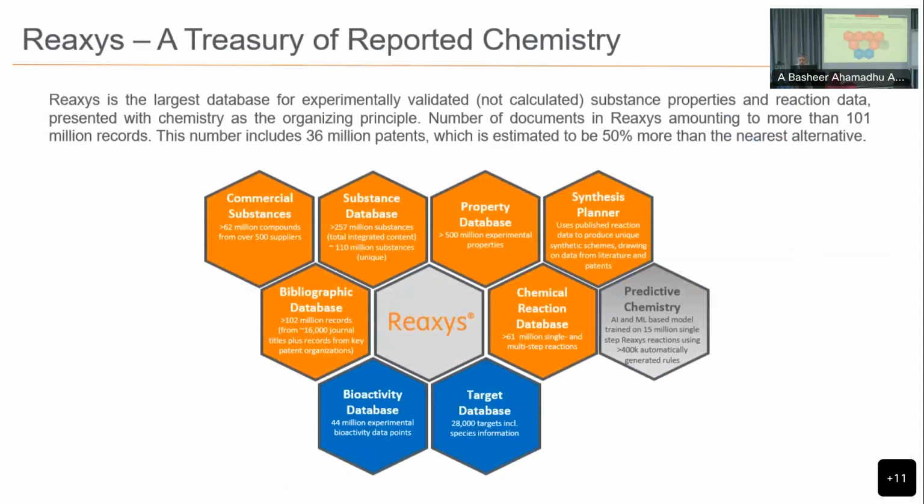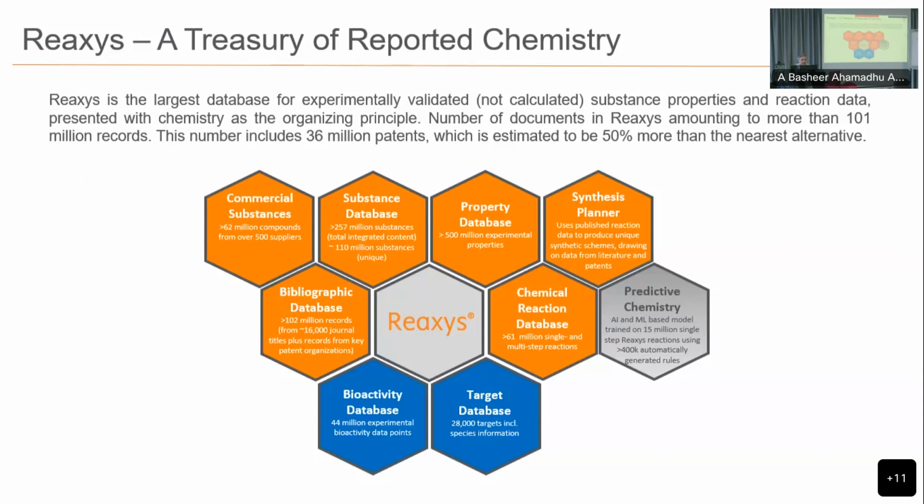Now, this is more about the content. We have content from commercial substances, with 650 plus suppliers. If you are searching for a reaction and want to execute that experiment in the lab, you do not have to go and search various vendors from where you can procure your starting materials or commercial substances. You can directly go and check in Reaxys for the information.